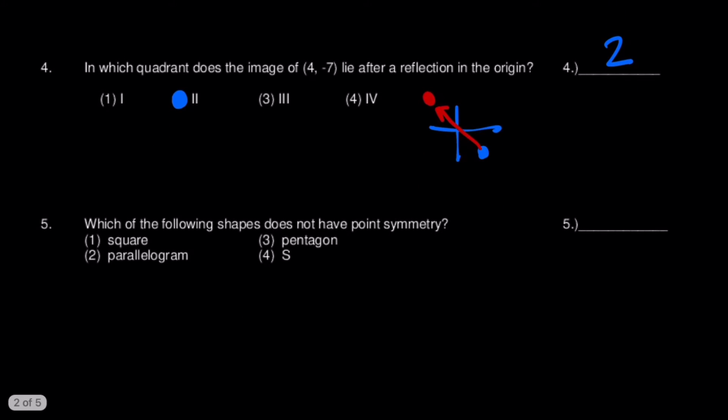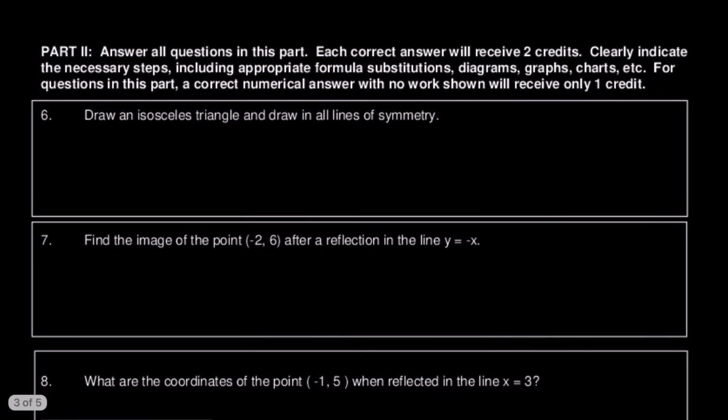All right, question 5, which of the following shapes does not have point symmetry? So up above, we talked about point symmetry. Is it the same upside down? Well, let's check out a square. Yeah, same upside down. Parallelogram, make a sketch, rotate it upside down, and it's exactly the same. Pentagon, you need to remember, is a 5-sided shape. So if we rotate that upside down, the point is going to be down here, so that does not have point symmetry. And the letter S, believe it or not, does, because if you turn an S upside down, it's still an S. Okay, moving on.